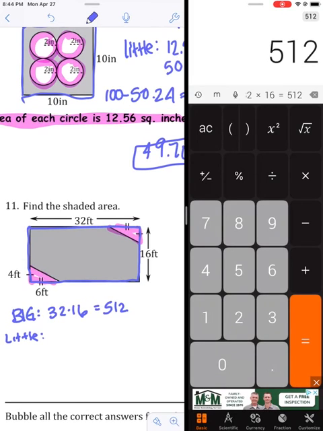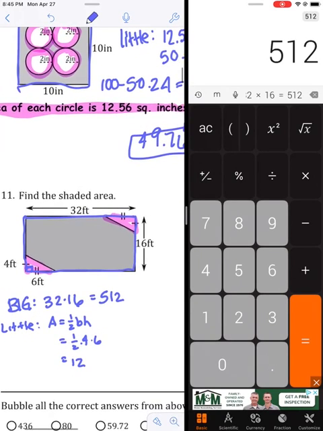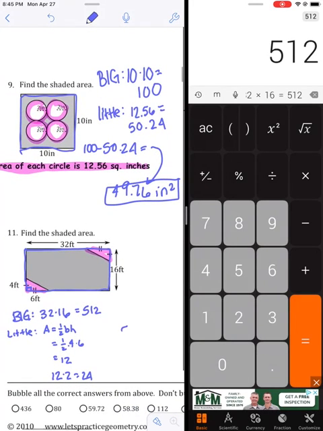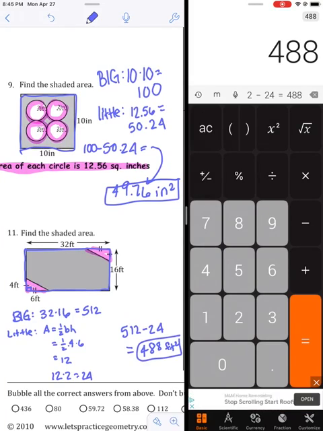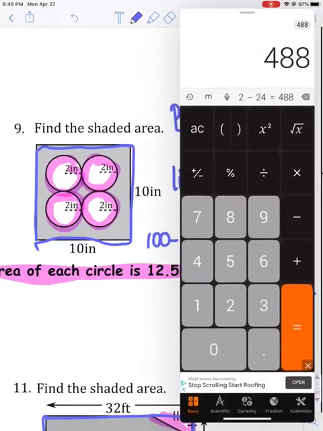That's 512. And for the little guy, I have to start with just one. The area formula for a triangle is 1/2 times base times height. We're required to write that out. And for the triangles, the numbers will be 4 and 6. They meet at a right angle right there. 1/2 of 4 is 2. 2 times 6 is 12. That's 1 triangle, but I want 2 triangles. So 12 times 2 is 24. Lastly, I have to subtract 512 minus 24. That gives me 488 feet squared.